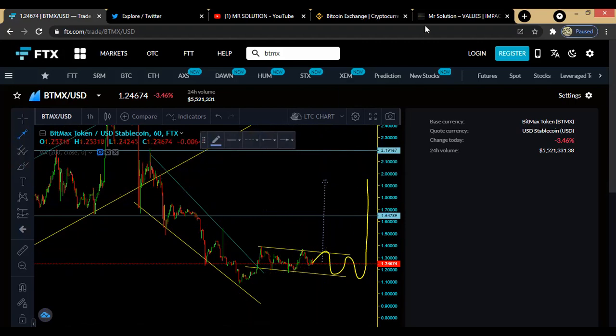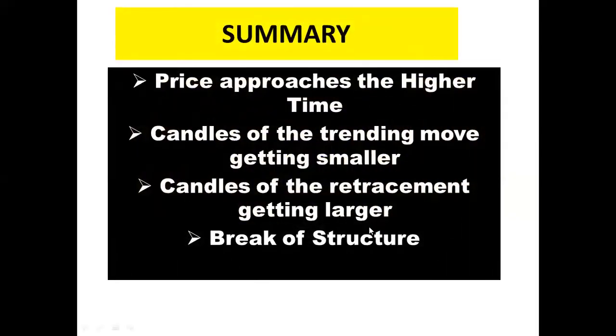Okay, so to round it off, here are the 4 points I shared again that will help you know when the market trend is about to come to an end. Firstly, the price approaches the higher time frame structure. Secondly, the candles of the trading move get smaller. Thirdly, the candles of the retracement get larger. And finally, we witness a break of structure. The structure of the previous trend will be broken to form another structure.